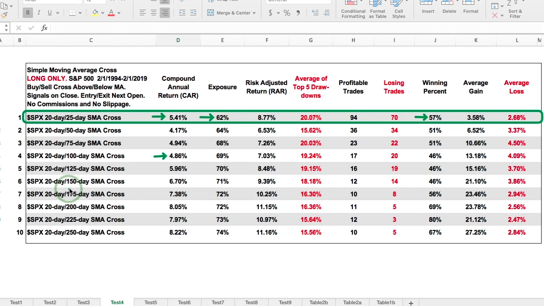And then if we look at other 20-day combos, it gets interesting when you get down to the 200-day, the 225-day, and the 250-day. These three are about the same as far as I'm concerned. I don't think one is necessarily better than the other. And I kind of just settled on the 200-day as my preferred combination.